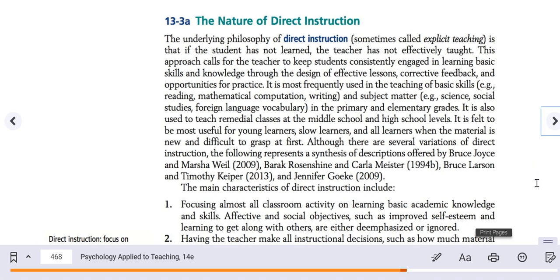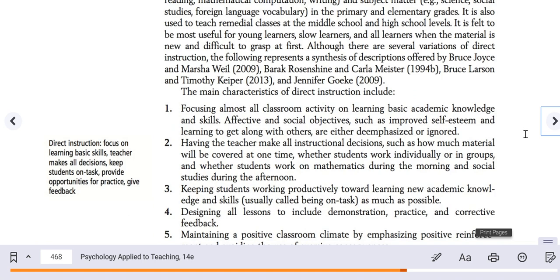Although there are several variations of direct instruction, the following represents a synthesis of descriptions offered by Bruce Joyce and Marcia Weil, Barak Rosenshine and Carla Meister, Bruce Larson and Timothy Keiper, and Jennifer Gokey. The main characteristics of direct instruction include focusing almost all classroom activity on learning basic academic knowledge and skills.